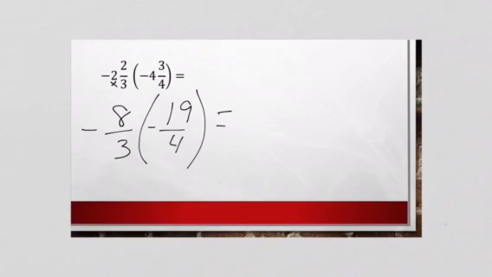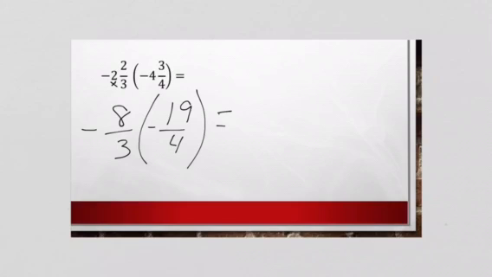Now, there's two ways you can do this problem. You could do numerator times numerator and denominator times denominator. You'll get some pretty big numbers. But what if you could simplify before you multiply? What we're doing is we're going to find a common factor that exists both in the numerator and the denominator. Well, if I look at 8 and 4, what do they have in common? 4 will go into both of them.